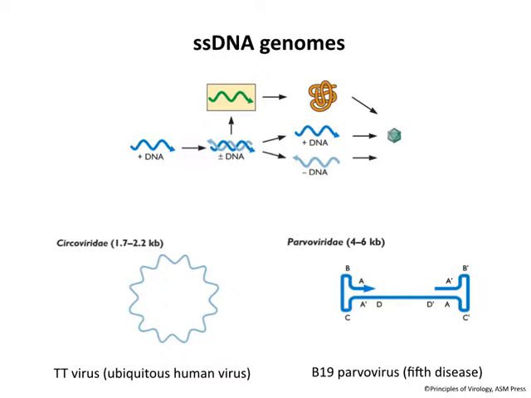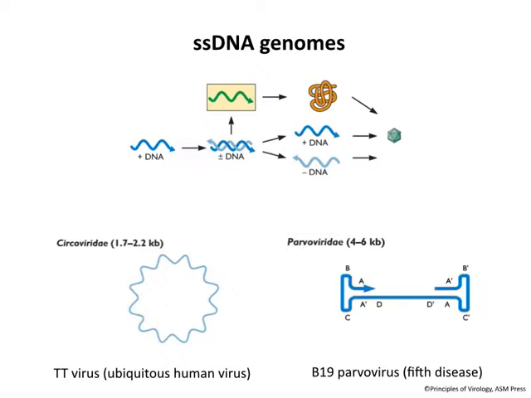One example of this is a virus called TT virus. And I would say 90% of you have been infected with this virus, and apparently it doesn't do anything, at least nothing negative. Maybe it helps us, but we don't know. So it's a ubiquitous human virus.